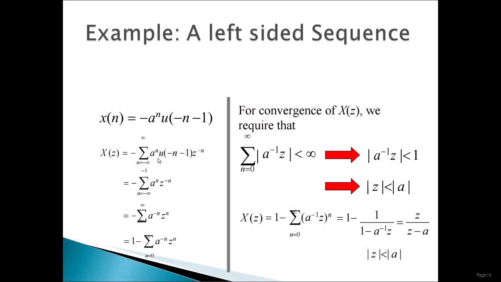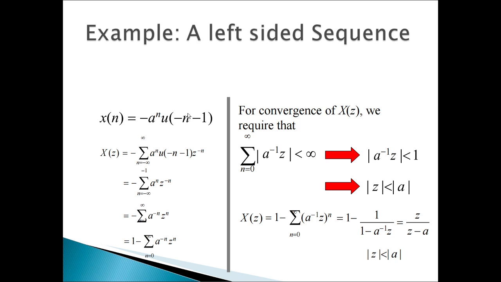Likewise, you can analyze this other example: x(n) equals minus a to the power of n into u of minus n minus 1. First of all, we must know what u of minus n minus 1 is. U of minus n is a time reversal operation applied on u(n), so that we can get u of minus n equals 1.